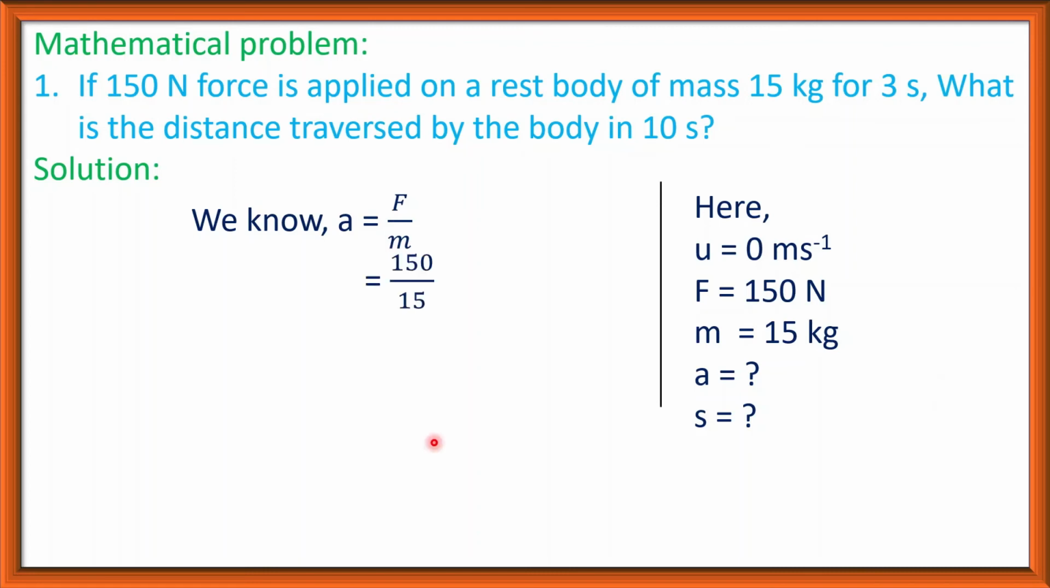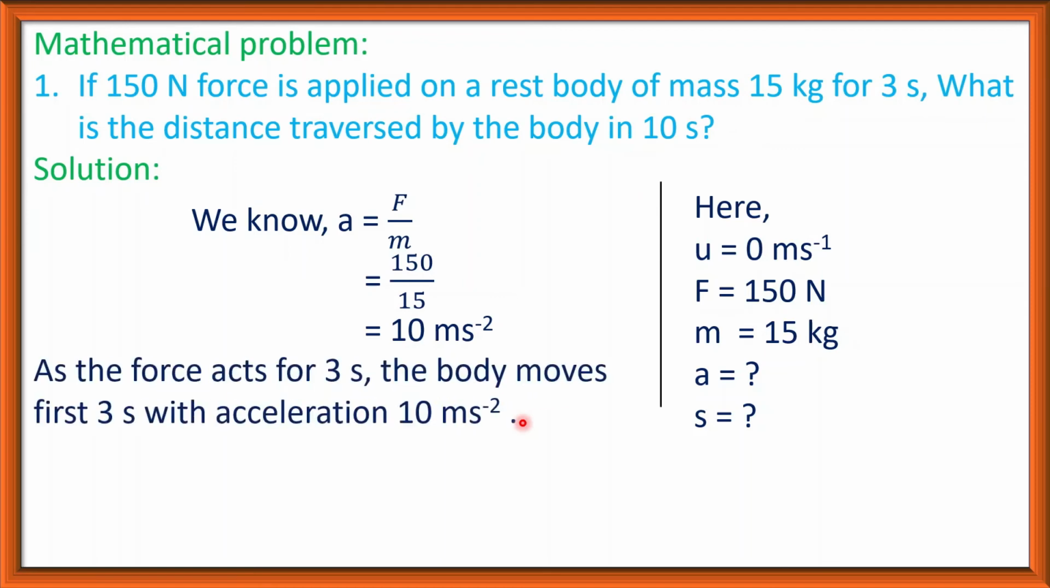Acceleration is F by m. So applied force F is equal to 150 Newton, and mass of the body is 15 kilogram. So acceleration is equal to 10 meter per second square. This is the acceleration of the body. As the force acts for 3 seconds, the body moves for the first 3 seconds with acceleration 10 meter per second square, and after 3 seconds it will move with uniform velocity. After 3 seconds it will have no acceleration.